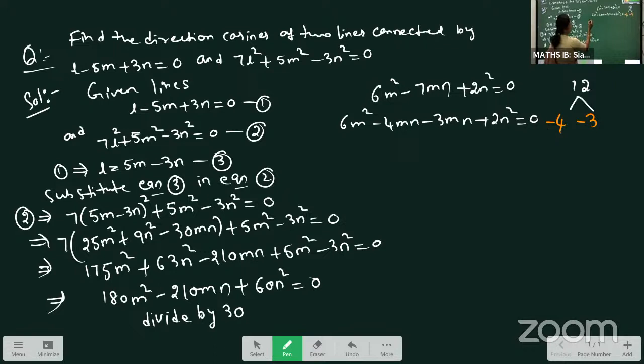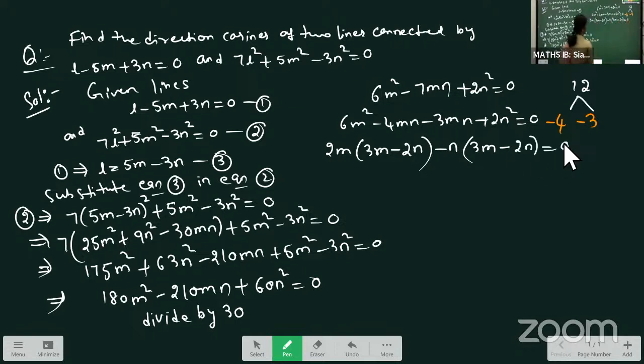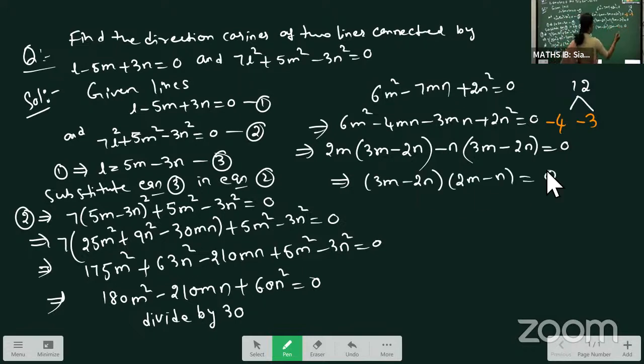Common in 6 and 4, 2m common, so left out here 3m minus 2n. Again in the last two terms, take minus n common. If minus n goes, 3m left. Again in plus, we are taking minus common, so minus left and 2n is equal to 0. Again, both of them, 3m minus 2n common into 2m minus n is equal to 0. So you can take 3m minus 2n is equal to 0 and 2m minus n is equal to 0.